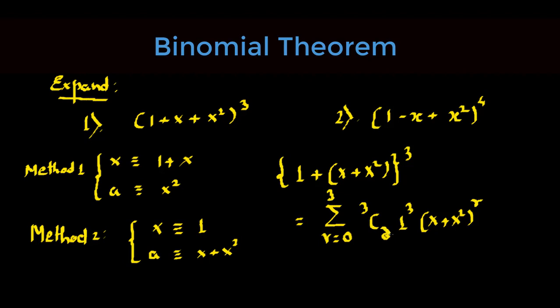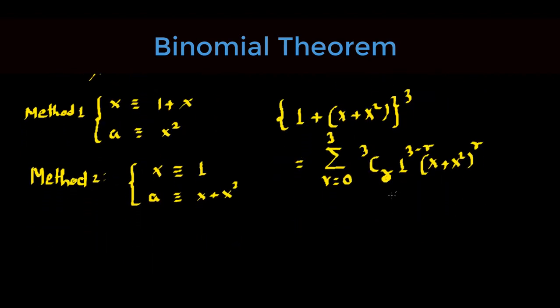So 3cr, oh, this is 3cr, so this is 3 minus r. Now you know that 1 raised to the power 3 minus r is always going to be 1. So this gets simplified to 3cr times x plus x squared raised to the power r. So you can expand the summation, and then you will get the result for 1 plus x squared all raised to the power of 3. So that's it.